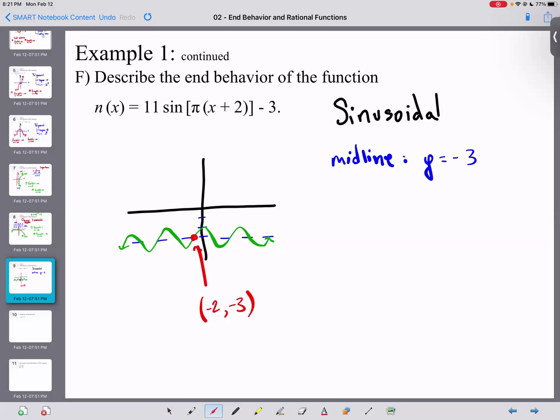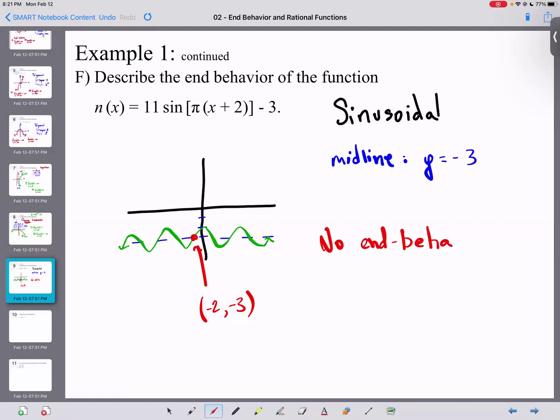Okay, so if this is my sine function, this would not have any end behavior. No end behavior. That's because as you go to the left or right, what is happening to the graph?